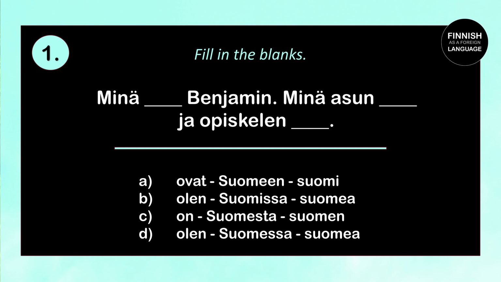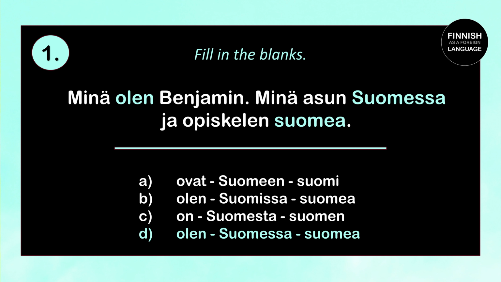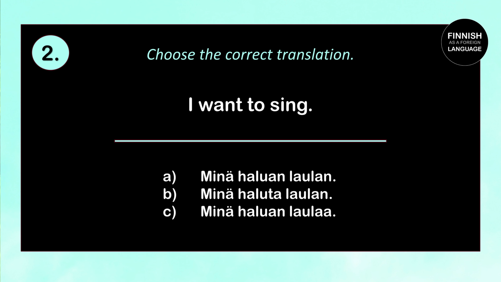So the right answer is D. Minä olen Benjamin. Minä asun Suomessa ja opiskelen suomea. Means I'm Benjamin, I'm living in Finland and I'm studying Finnish. Suomessa is the inessive case of Suomi, which means Finland. And then we also have opiskelen suomea, which means I study Finnish. Here we need the partitive case because of the verb opiskella, which means to study, and it requires the partitive case. Okay, next one, sentence structures.